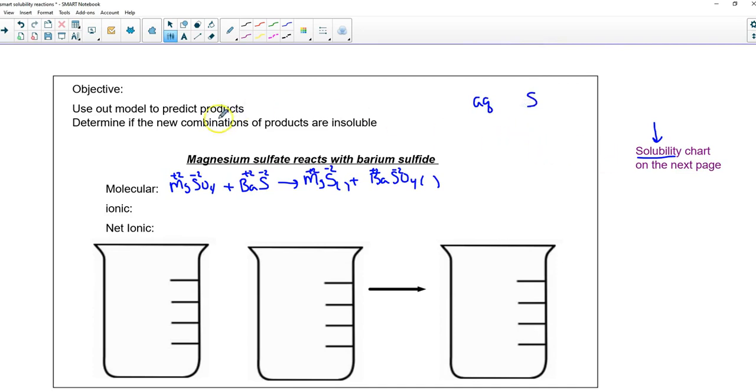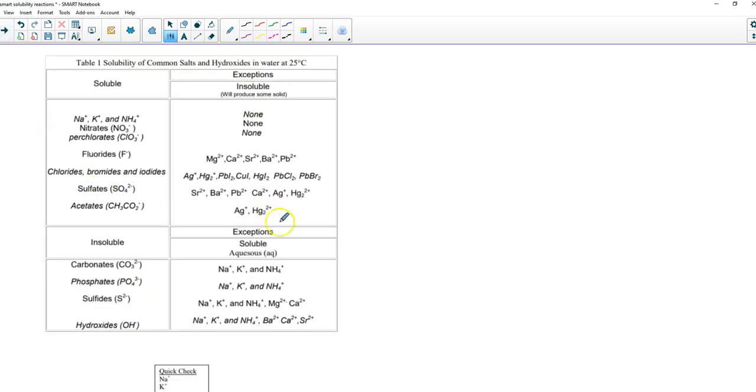Okay, let's look at our typical solubility chart. This is what we use for our solubility chart. I'm going to walk through this pretty quickly, but typically on your sheet there's a QR code that will walk you through how to use this chart. I'm not going to do that here too much, just a little bit, okay?